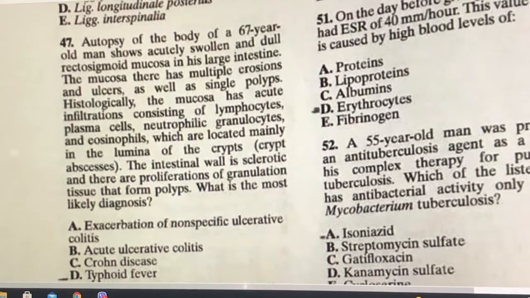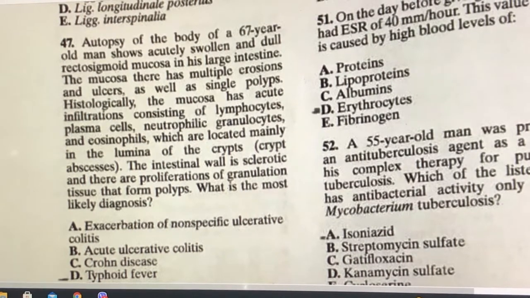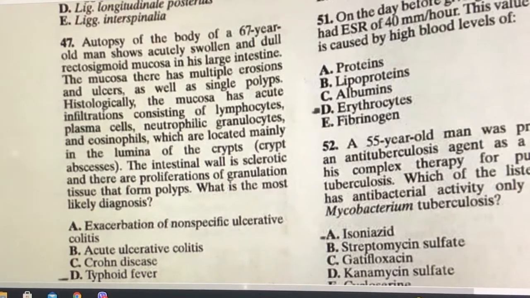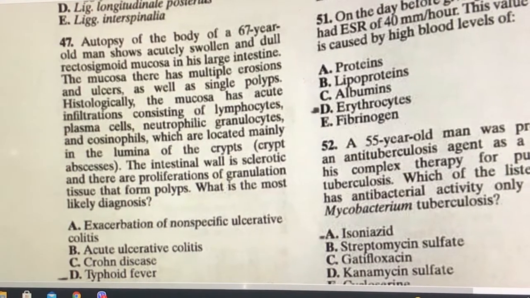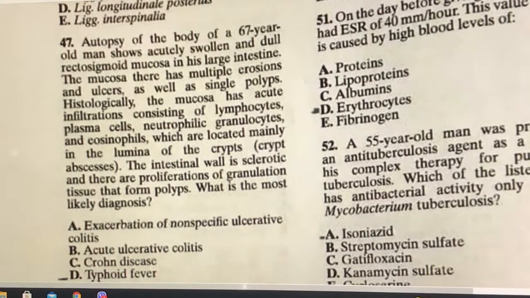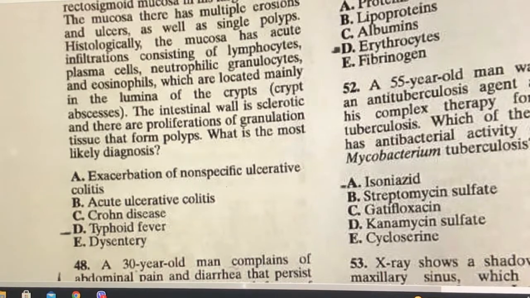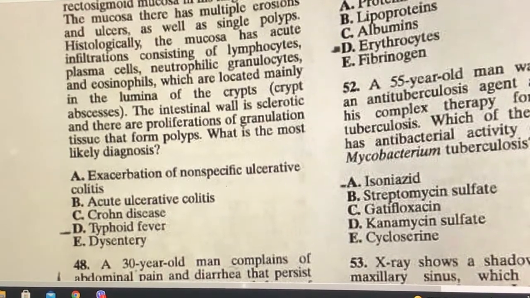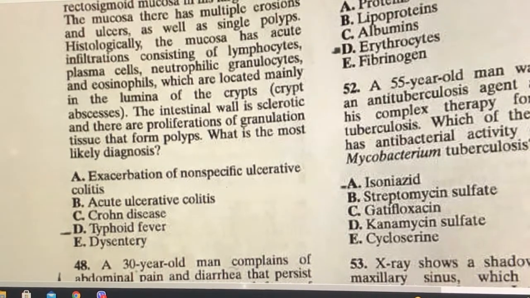Question number 47. Autopsy of the body of a 67-year-old man shows acutely swollen and dull rectosigmoid mucosa in his large intestine. The mucosa there has multiple erosions and ulcers as well as single polyps. Histologically, the mucosa has acute infiltrations consisting of lymphocytes, plasma cells, neutrophilic granulocytes and eosinophils, which are located mainly in the lumina of crypt abscesses. The intestinal wall is sclerotic and there are proliferations of granulation tissue that form polyps. What is the most likely diagnosis?